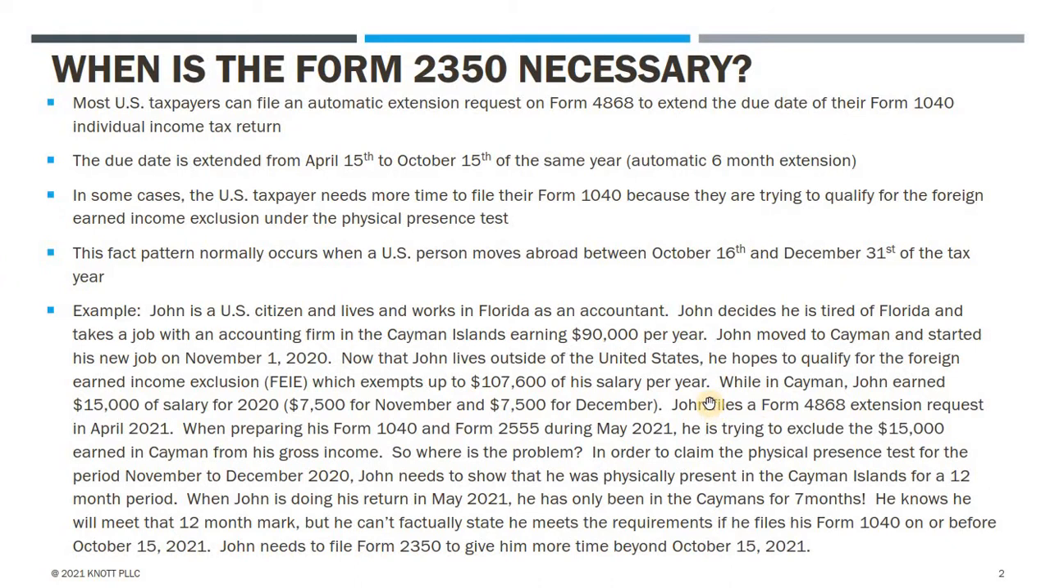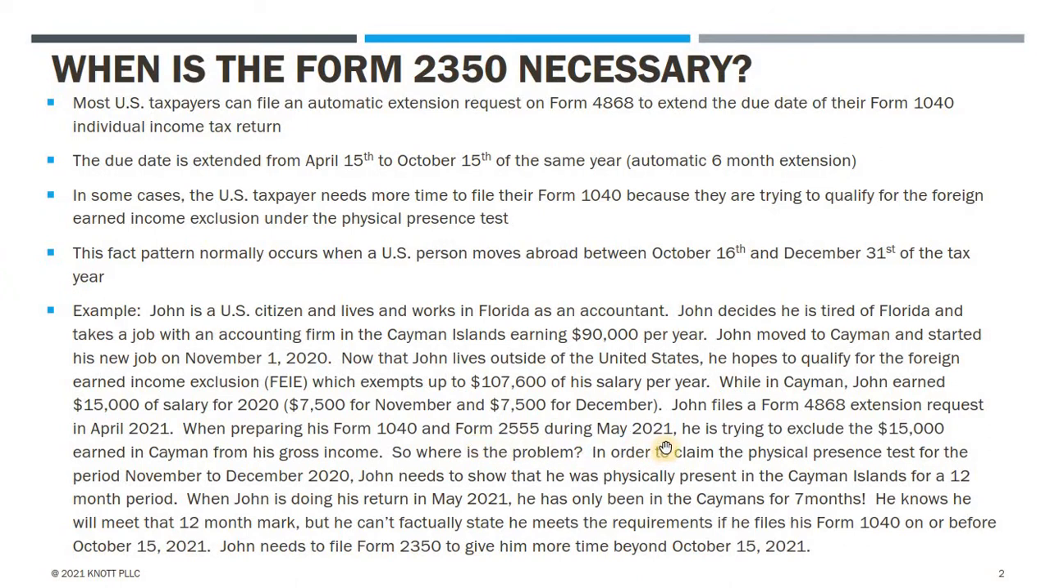Now, it's 2021. John's a U.S. citizen, so he's looking at preparing his taxes. He goes ahead and he files an extension request, 4868, in April, because he doesn't want to do it before April 15th. He's going through a busy season himself, so he's busy. Now he revisits his return in May. When he's preparing his 1040 and Form 2555, this is the Foreign Earned Income Exclusion form, and we'll look at an example of that later.